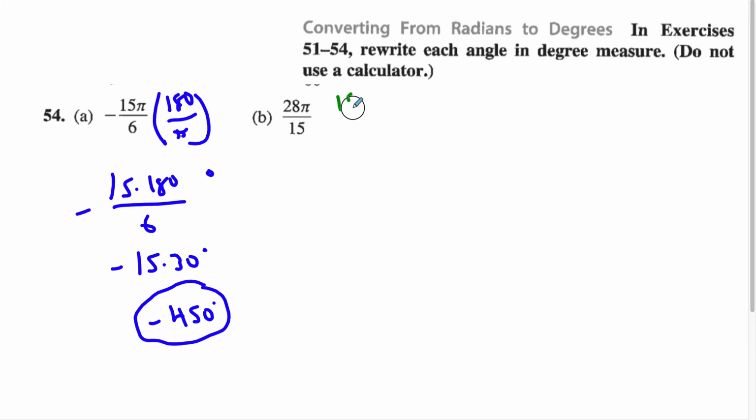Same idea here. You multiply by 180 over pi. Cross-canceling is your friend. Pi and pi go away. 180 and 15. Remember that from the last problem? That means this becomes a 12 and this becomes a 1. So we get 28 times 12. What is 28 times 12? I don't know. 12 times 28, oop, I'm cheating, is 336 degrees. And that's it.